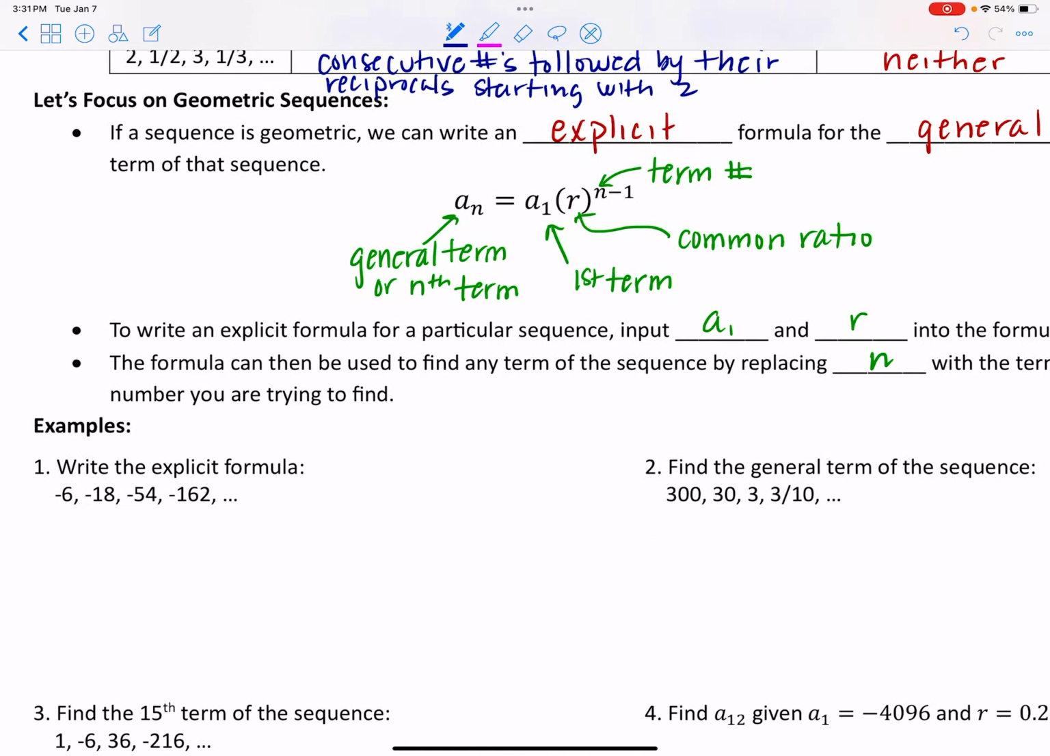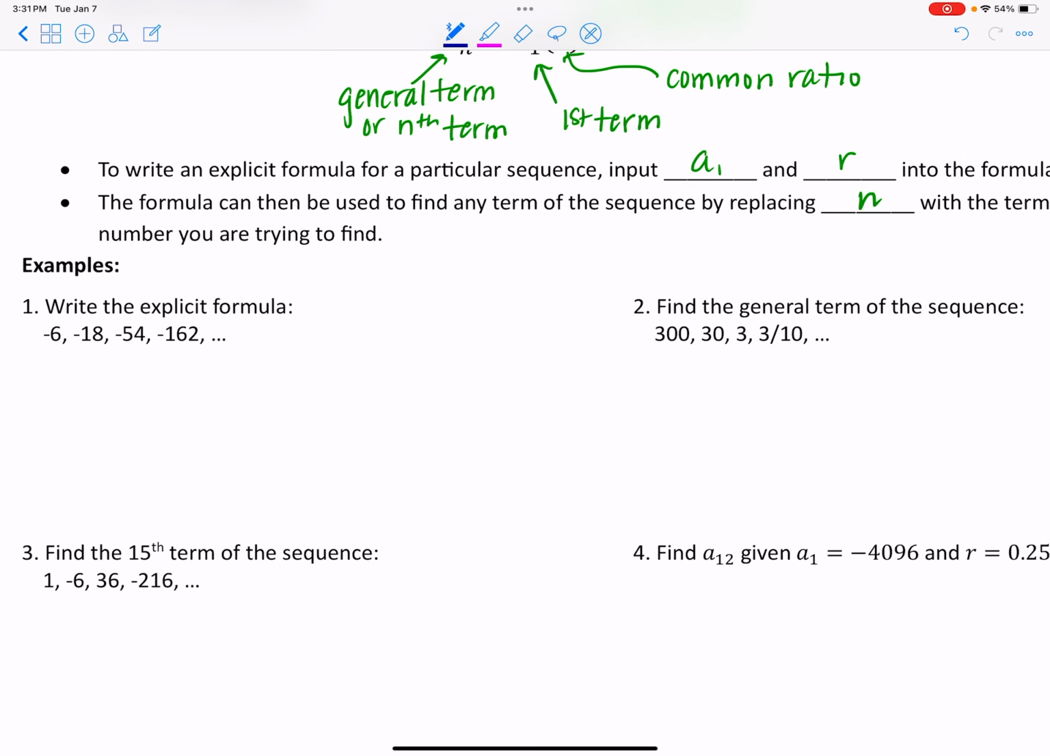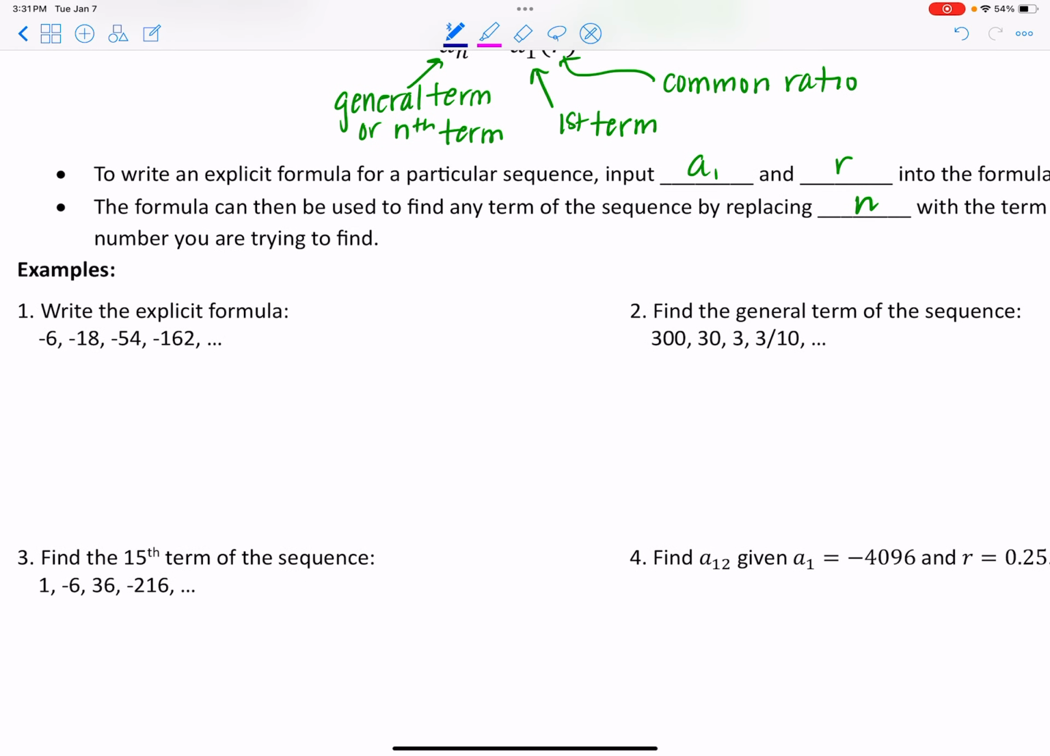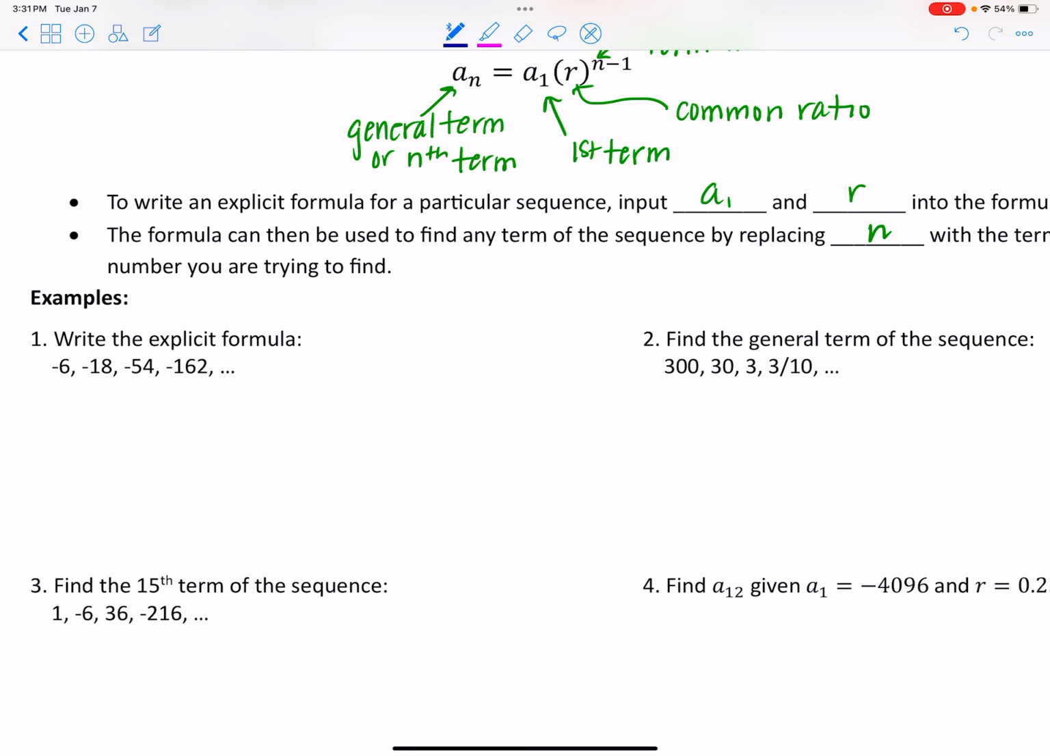Hopefully you're not feeling overwhelmed by formulas and math. Let's take a look. For example, in this first one, I want to write the explicit formula for this sequence. We're going to be looking at formulas for arithmetic and geometric, so we want to make sure we're using the right formulas. I know this is in the geometric section, so I know it's a geometric list, but I still want to verify that I'm multiplying by some fixed number to get from one term to the next. It looks like I'm multiplying by 3, and then by 3 again, and then by 3 again.